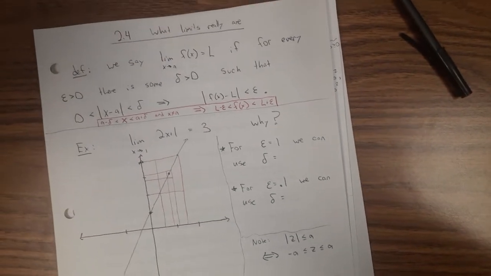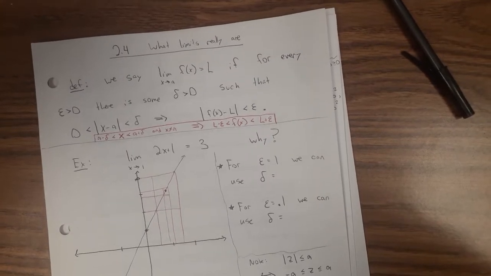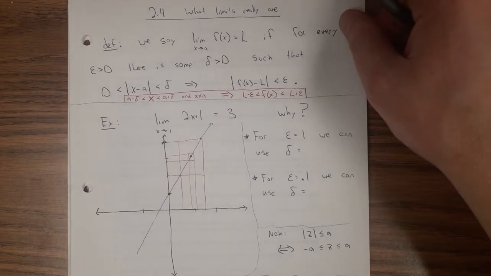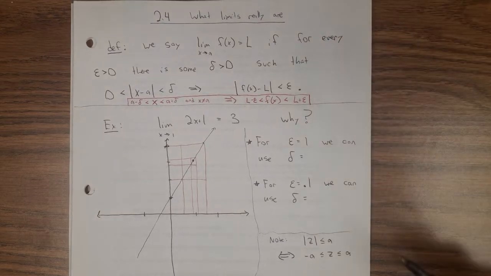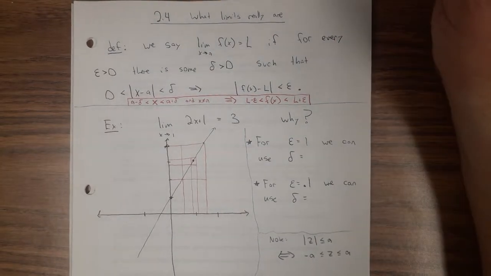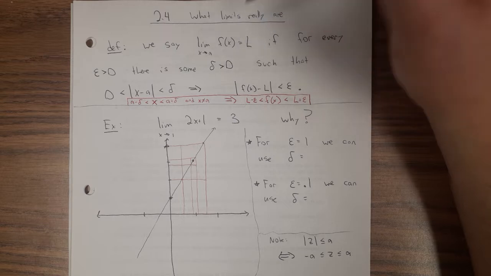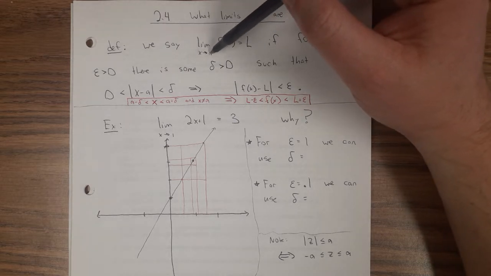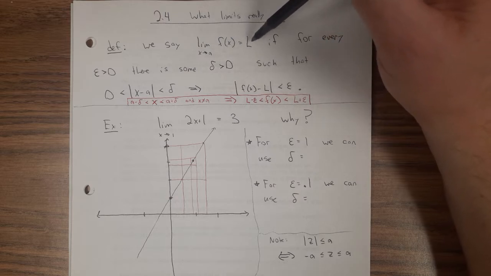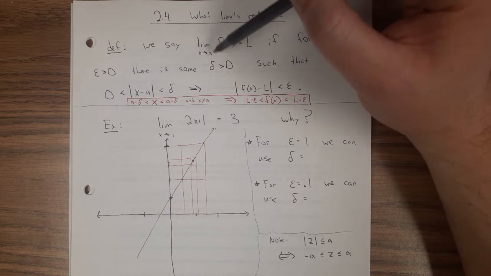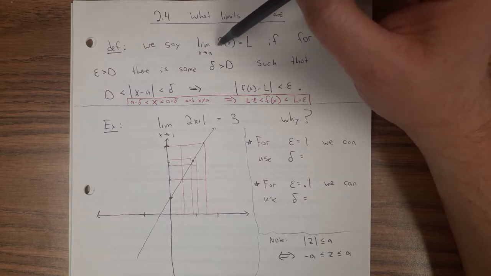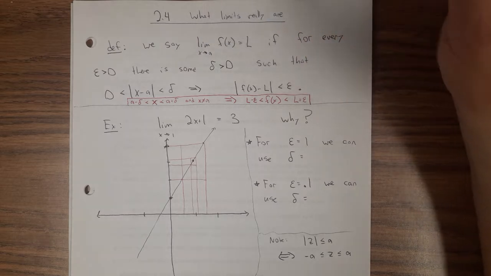Okay, so here's a video about 2.4, which is about the technical definition of limits. So here's a technical definition. We say that the limit as x goes to a of f of x is L. And by the way, that's how I read this. Once again, the limit as x goes to a of f of x equals L.